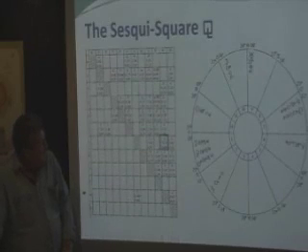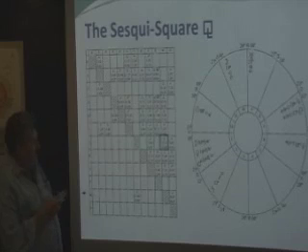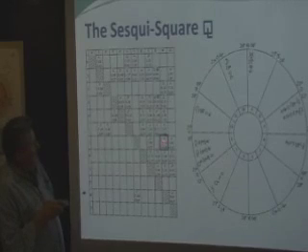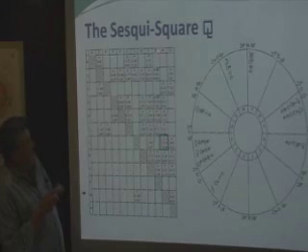So, I think we only have one in this chart, and that is between Saturn and the midheaven. So there is an agitation compound between the safety urges and one's reputation or self-esteem.